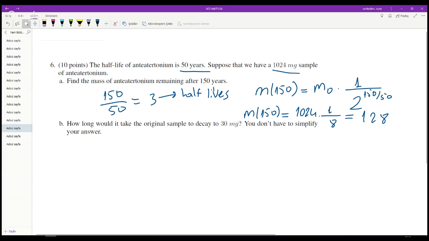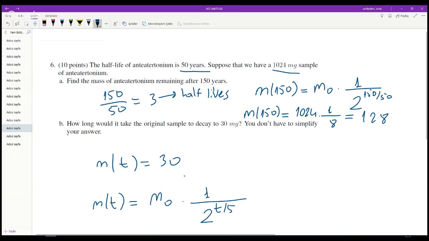And I think the second one is the one you have a bit of difficulty with. How long would it take the original sample to decay to 30 milligrams? So now I have M(T) is 30, and I need to find T. So M(T) equals, let's write that, M0, the initial mass, times 1 over 2 to the power T over 50, right? Because T over 50 is the number of half-lives.